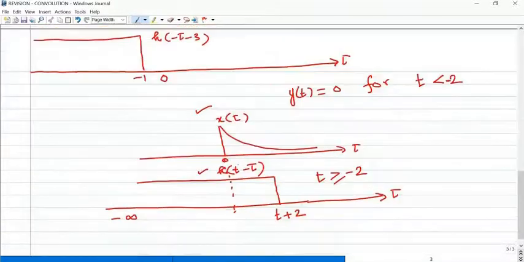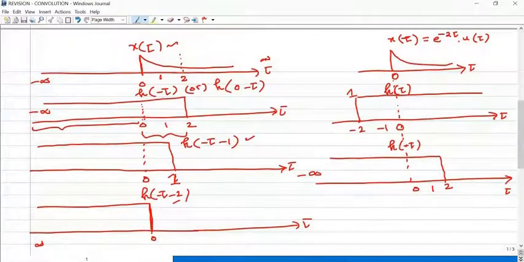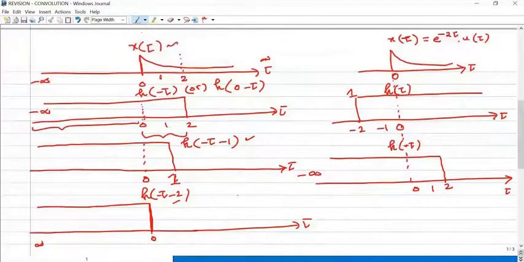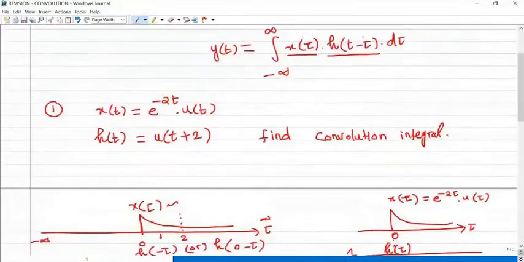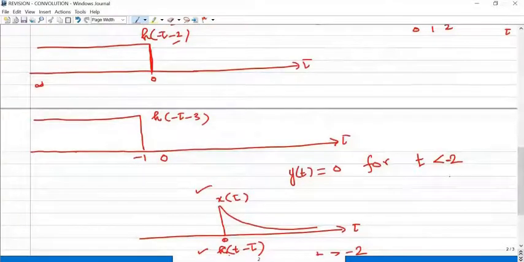For identifying when y of t equals 0 and to draw your h of t minus tau diagram, you have to do all this basic groundwork: x of tau, h of minus tau, then minus tau minus 1, minus 2, minus 3, and so on, minus tau plus 1, plus 2, plus 3, and so on, and check where the overlap is not there. At what value of t is there no overlap between x of tau and h of t minus tau? In this example, we identified it when t is less than minus 2. If the signal is shifted further left, there is no common region between x of tau and h of t minus tau, so this product is 0. That is, y of t equal to 0 for t less than minus 2.